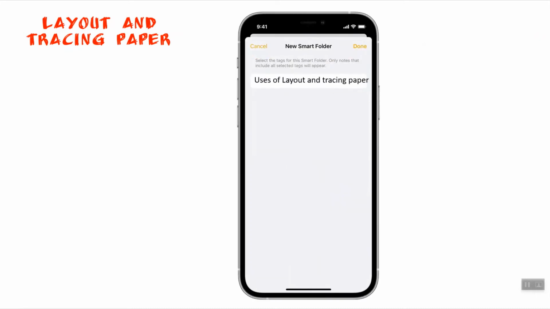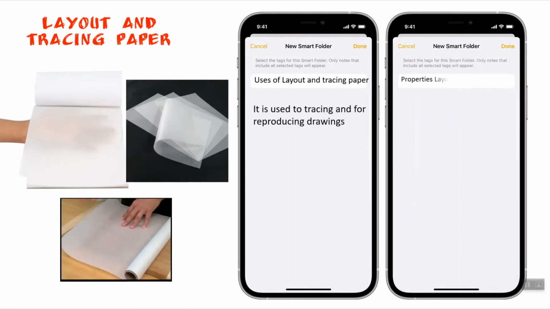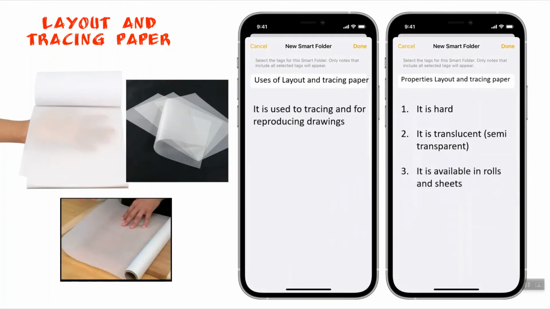So there are also layout and tracing paper. So what are the uses of layout and tracing paper? It is used for tracing and for reproduction of drawings. So the properties of layout and tracing paper: it is hard, it is translucent or semi-transparent. It is available in rolls and sheets.